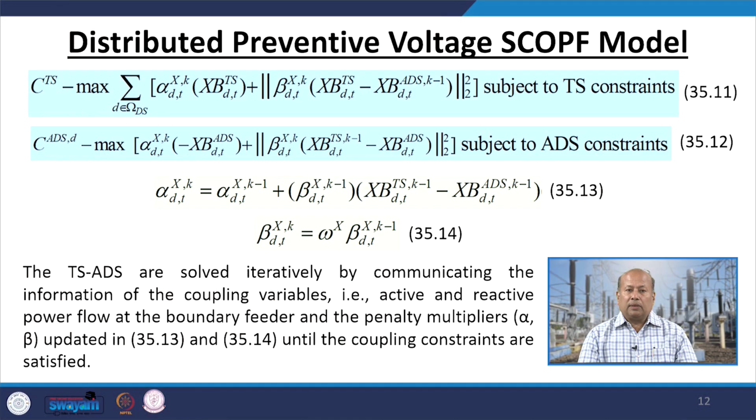Now, the transmission system and active distribution system are solved iteratively by communicating the information of the coupling variables, that is active and reactive power flow at the boundary feeder, and the penalty multipliers, that is alpha and beta, updated in each iteration by equations 35.13 and 35.14 until the coupling constraints are satisfied.